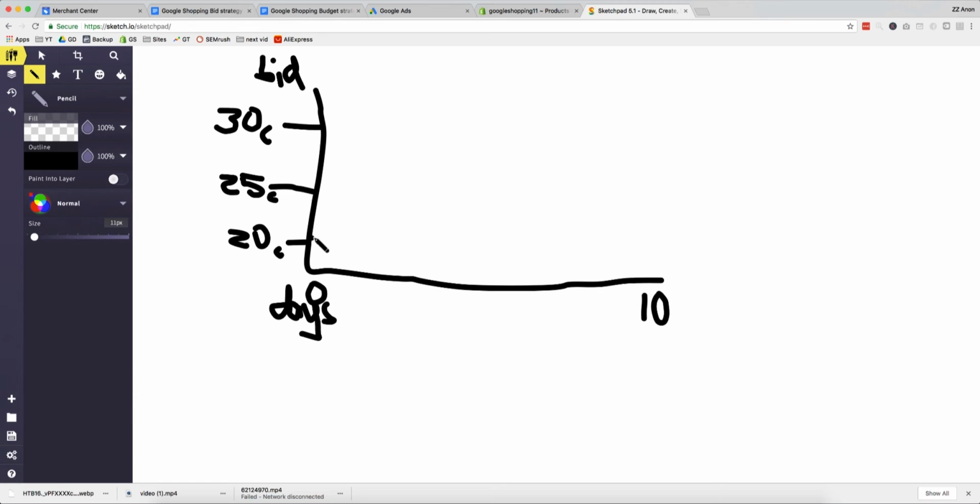So say on this day here, we've got a product and we're currently bidding 20 cents on that product. And on this 0 day here, we decide to increase the bid to 30 cents. So what you'd assume happens is that on this 0 day here, we increase the bid and then the next day it's on 30 cents, and it goes like this. So that doesn't happen.